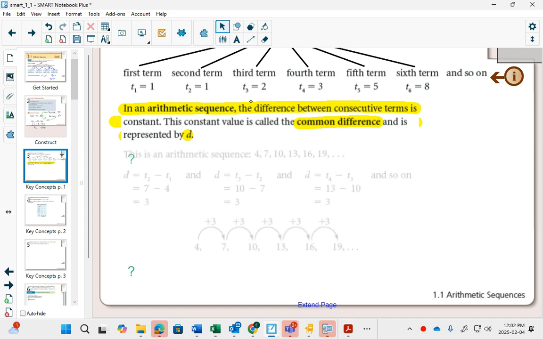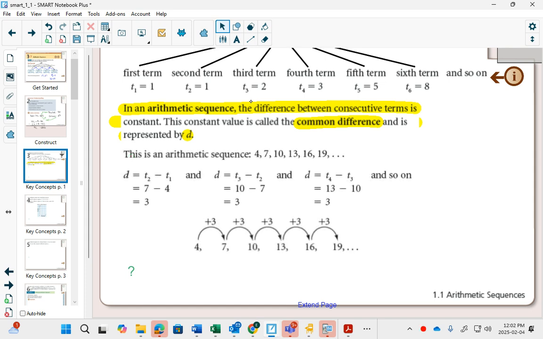And the idea of a common difference is this. So here, 4, 7, 10, 13, 16, 19, you're adding 3 every time. The common difference is 3, and the reason it's called a common difference is because if you take any two consecutive terms in a row and subtract them, term 2 minus term 1, you get 3. Term 3 minus term 2, you get 3. Term 4 minus term 3, you get 3. And an answer we get from subtraction is called a difference. And the difference is common all the way through. That's why we call it a common difference.